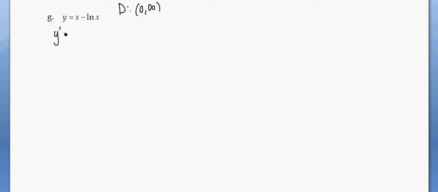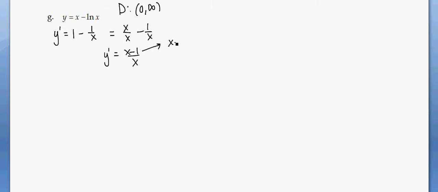Okay, so we find the first derivative, which is 1 minus 1 over x. If I try to write this as a single fraction, I want to get a common denominator. So I'm going to multiply this by x over x. So it's really x over x minus 1 over x, which is, of course, (x minus 1) over x. So there's our derivative.